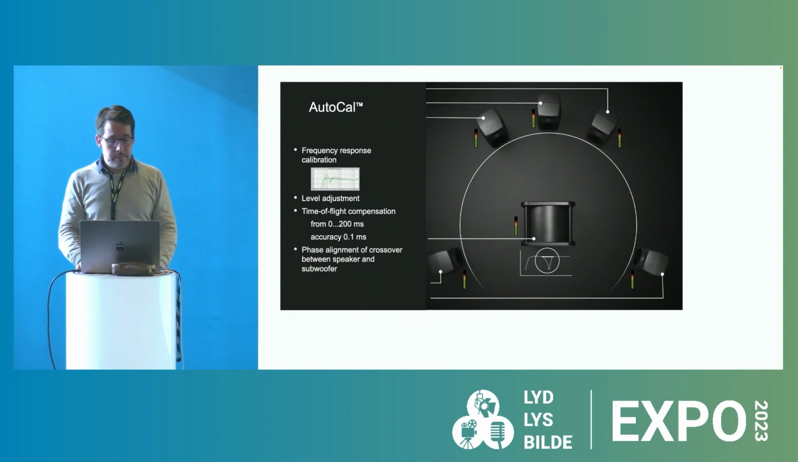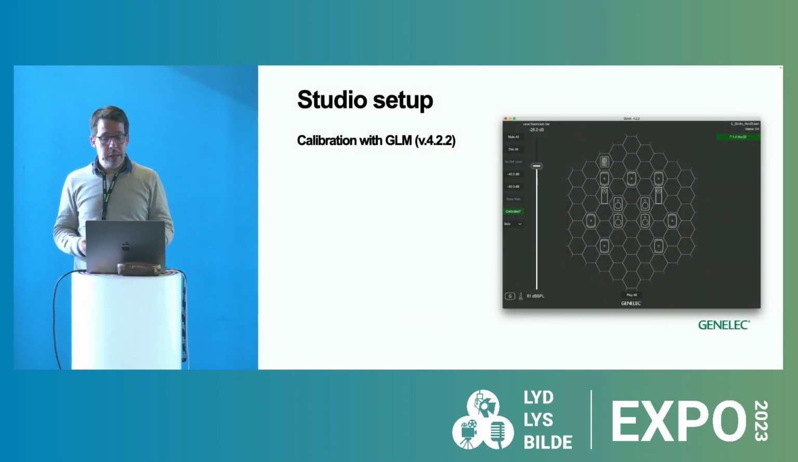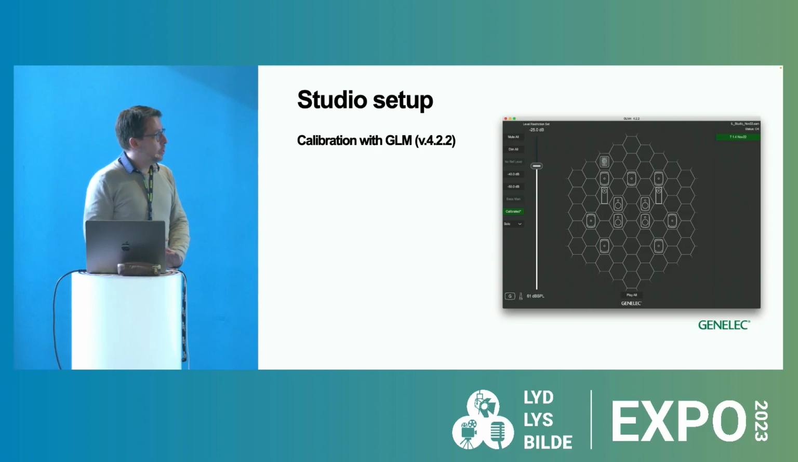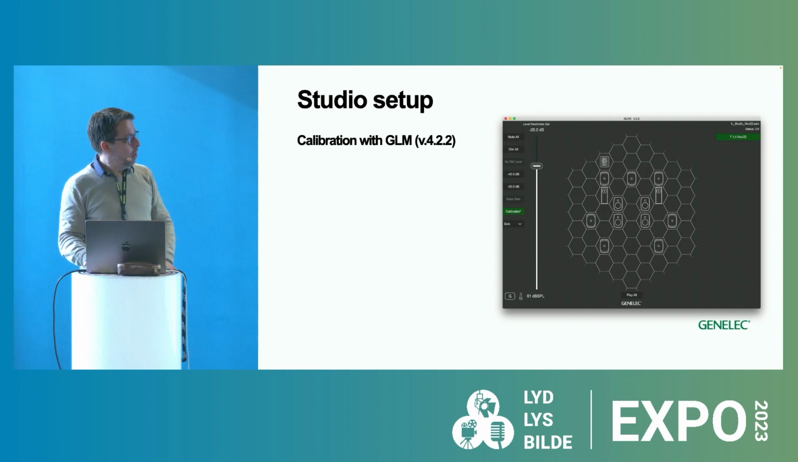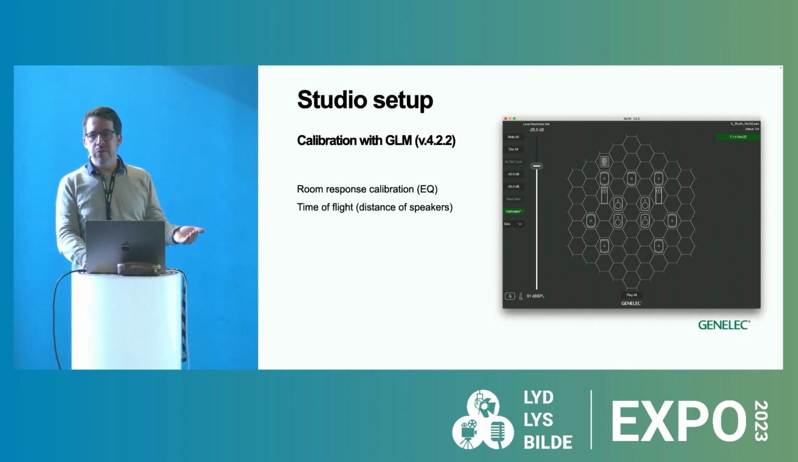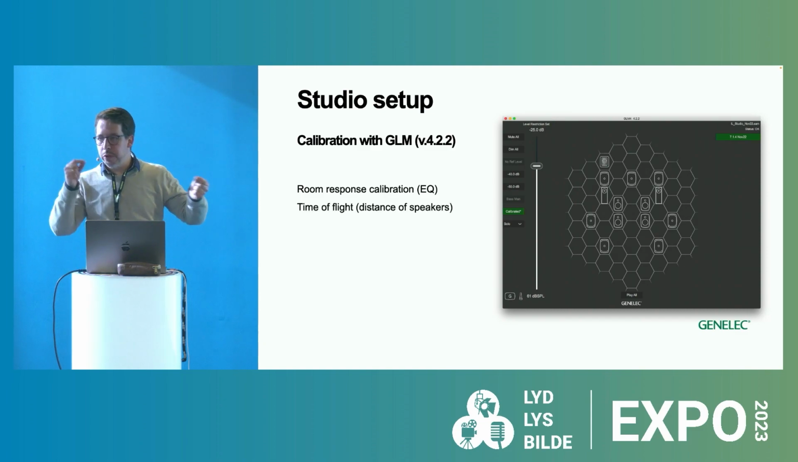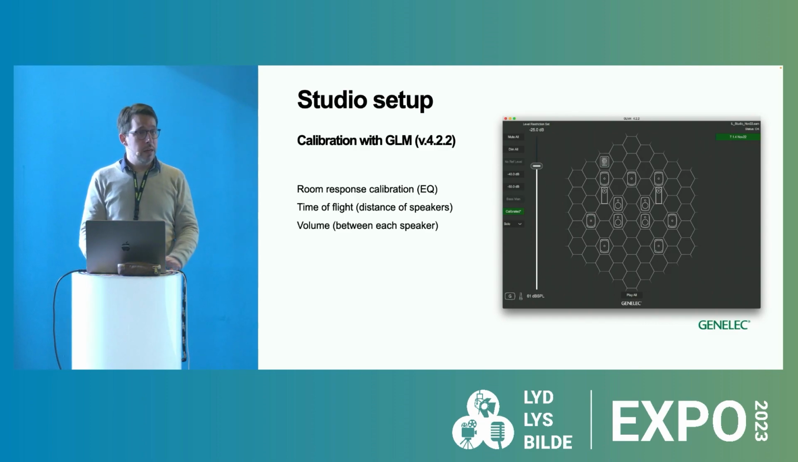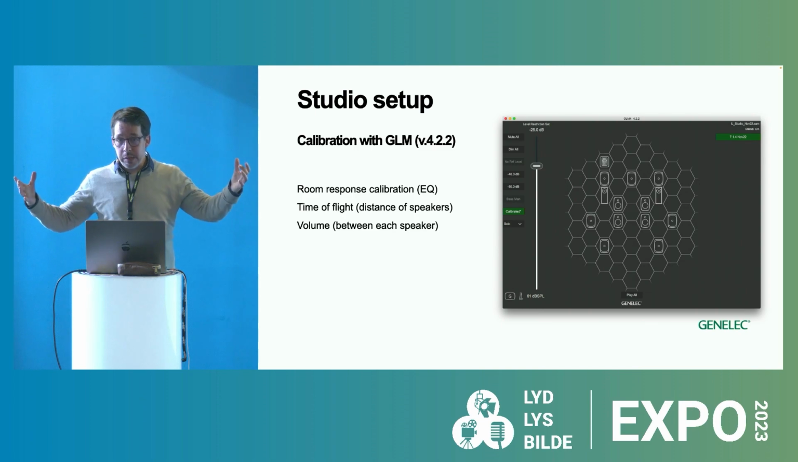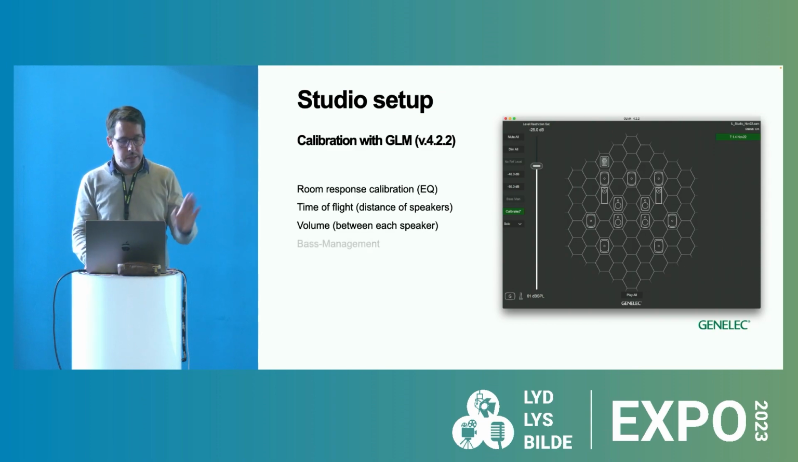As simple as that. And in a studio setup, it could look like this. This is actually a screenshot of my own studio, my GLM setup, where I'm running a 7.1.4 setup. And as I said, room response calibration, time of flight, which means distance of the speakers to the listening position, to align this. We're doing a volume calibration. If you have big speakers and small speakers, the bigger speakers have a different system volume than the smaller ones, so you have to align this. And this is all taken care of in GLM.